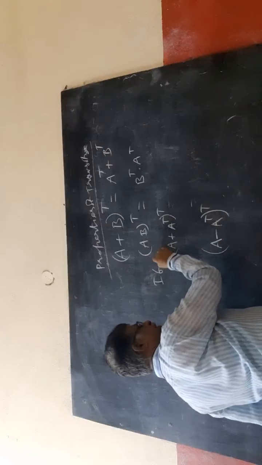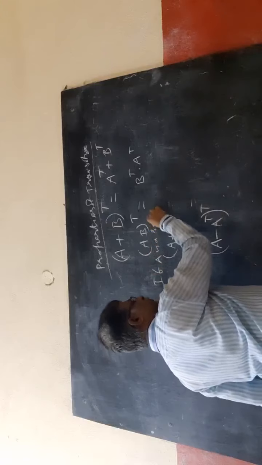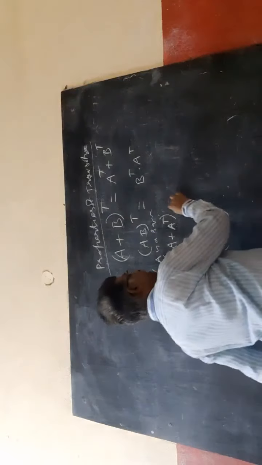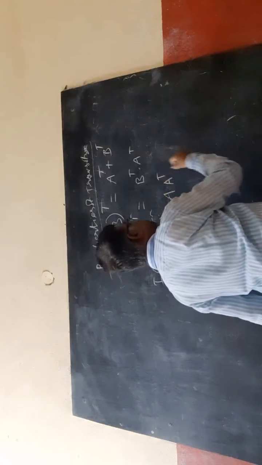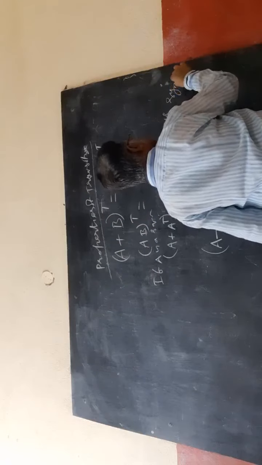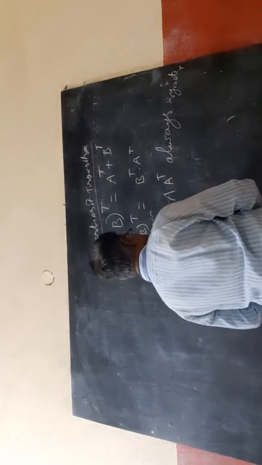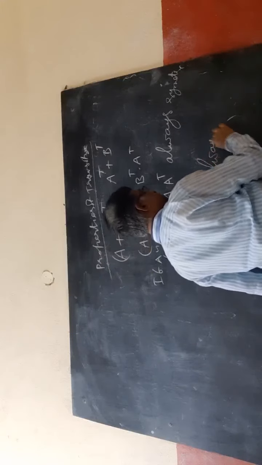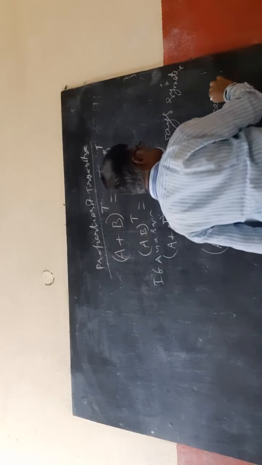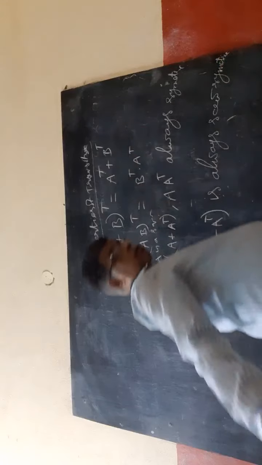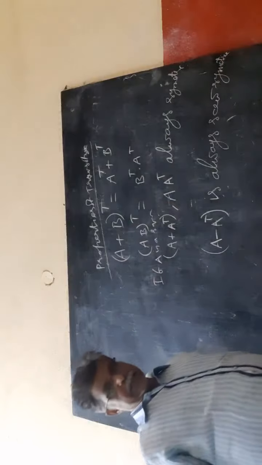So what I want to say is, if A is a square matrix, then A plus A transpose, or A into A transpose, is always symmetric. Like, A minus A transpose is always skew symmetric.